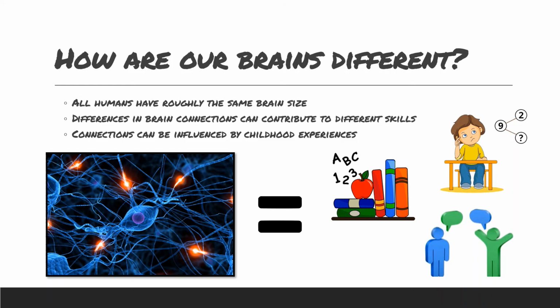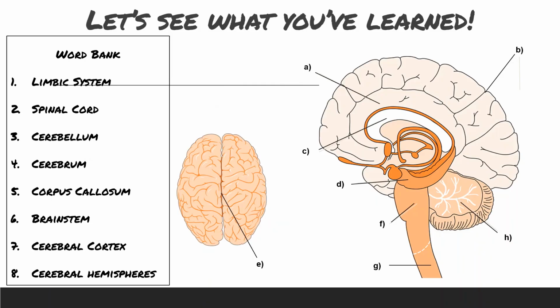Even though most of your childhood experiences influence your brain, the everyday activities that you undergo as an adult can also influence your neural connections and the skills that you're able to have. In summary, your brain is constantly changing and it constantly adapts to how you treat it.